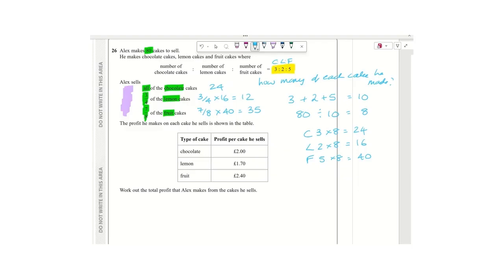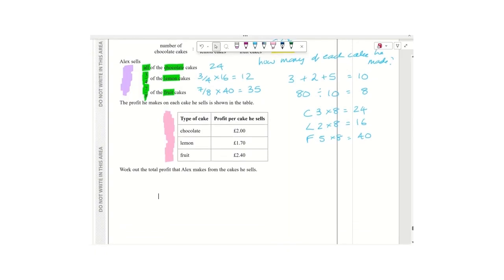We know from this table here, this is a really long-winded question, we know how much profit he made per type of cake. So for his chocolate cakes, he sold 24 of them, and for each chocolate cake, he made £2 profit. So 24 times 2 means he made £48 profit. For the lemon cakes, he sold 12 of them, and for each lemon cake, he made £1.70 profit.